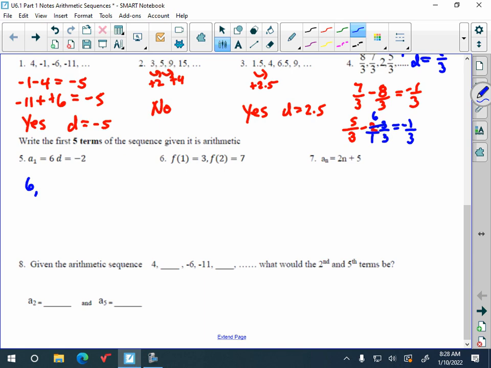And so now we just keep subtracting 2. So we start with 6, subtract 2. So that means the next term is 4. And we want to subtract 2 again. So we're at 2. Subtract 2 again, 0. And then one more time, negative 2. So that's the first 5 terms of the sequence, where the first term is 6, and the common difference is negative 2.